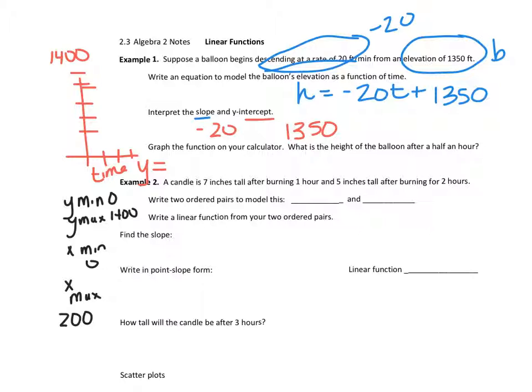So graph the function on your calculator. It's going to look something like this. It's going to be a straight line going down. The y-intercept would be 1350.